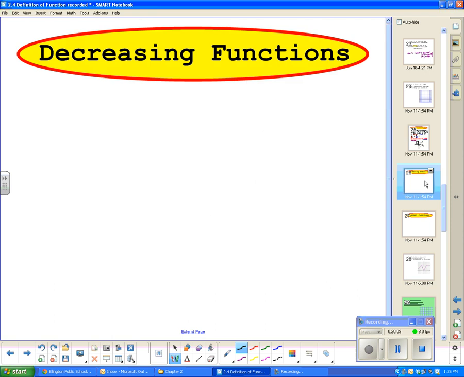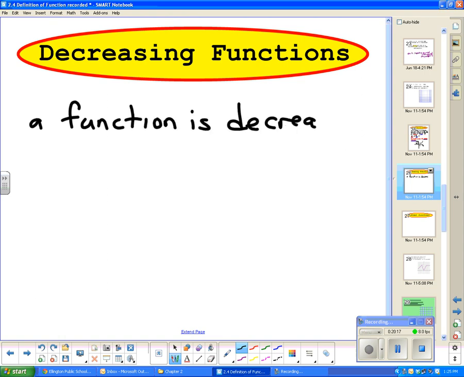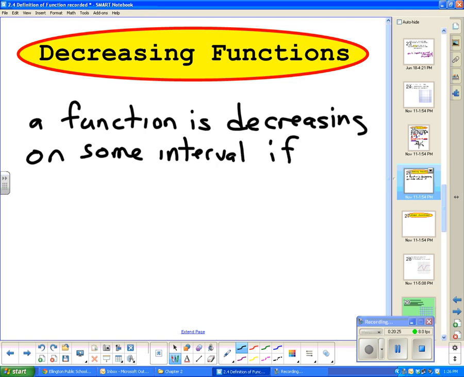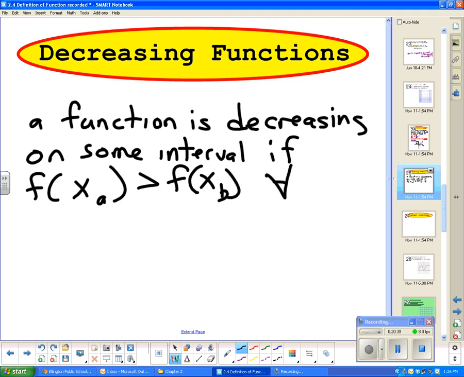The next one is a decreasing function, and it says a function is decreasing on some interval if f of x sub a is larger than f of x sub b for every x sub a less than x sub b.